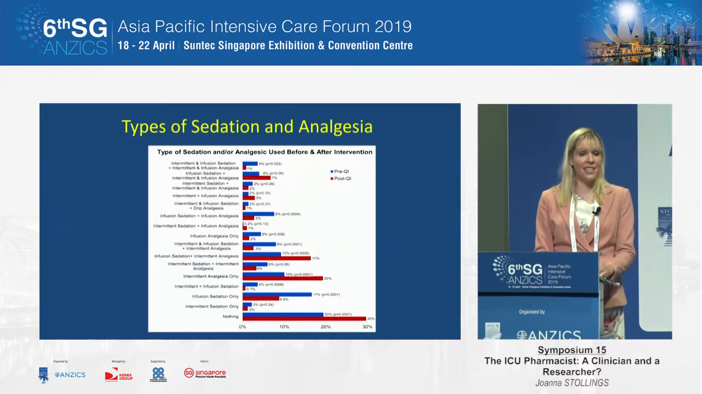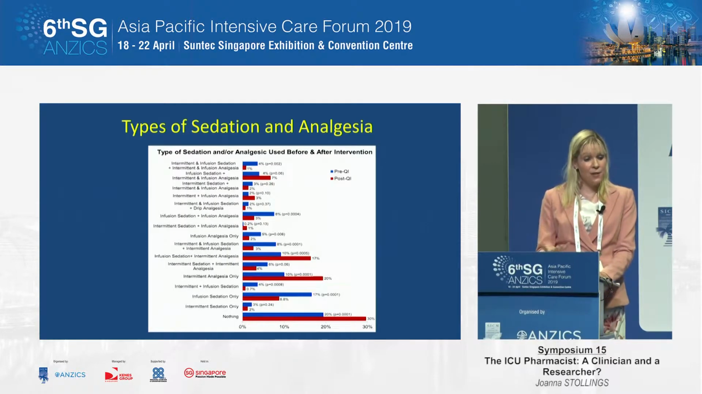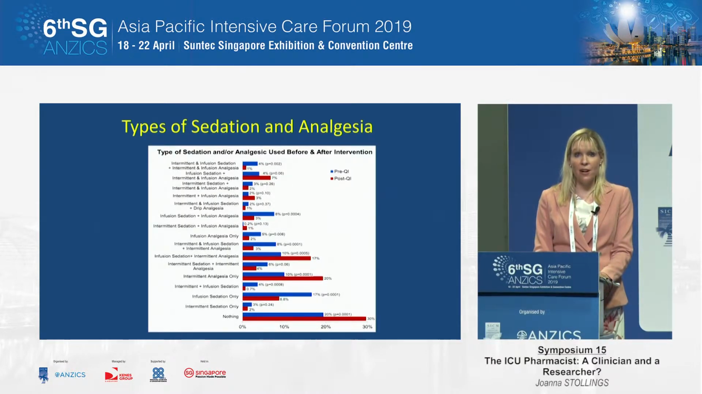So as promised here, you can see that we had far fewer patients that were on continuous infusions, and you can see that the number of patients that were on intermittent doses of fentanyl or nothing also improved. And this was all secondary to this quality improvement project.